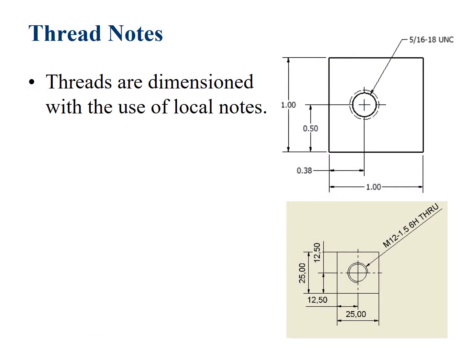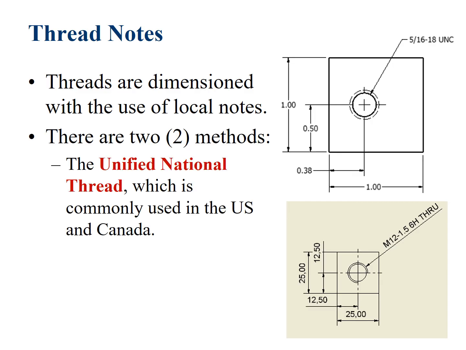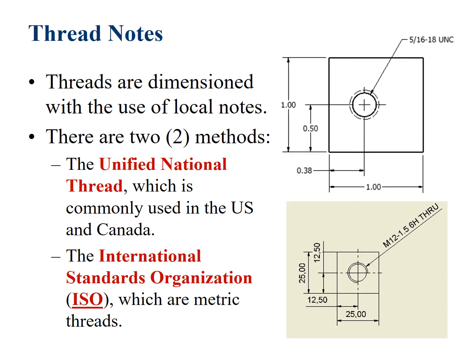Threads are dimensioned with the use of local notes. There are two methods: the Unified National Thread, which is commonly used in the United States and Canada, and the International Standards Organization, which are metric threads.